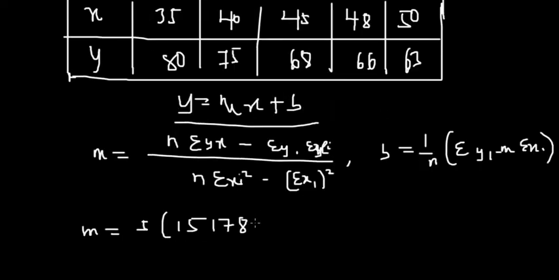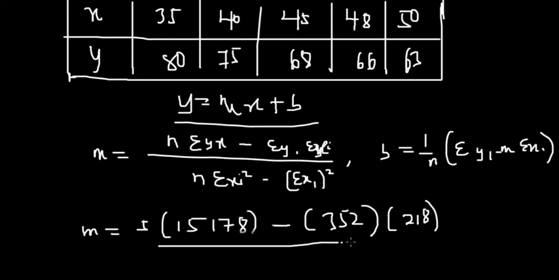Okay, and then we have minus the summation of y. So when you sum up the y values, that's 80, 75, 68, 66, and 63, you end up with 352. And then when you do the same for the x values, 35, 40, 45, 48, and 50, you end up with 218. Okay, and then you divide that by the denominator.